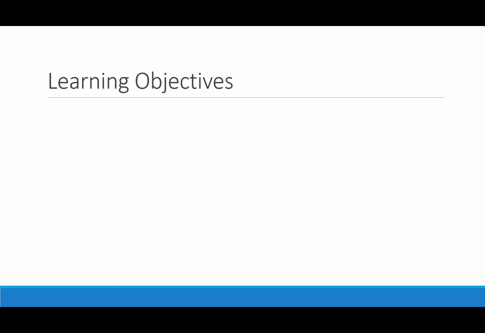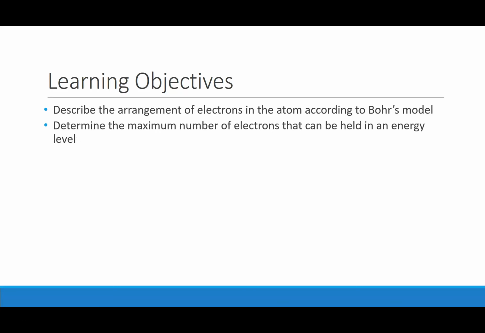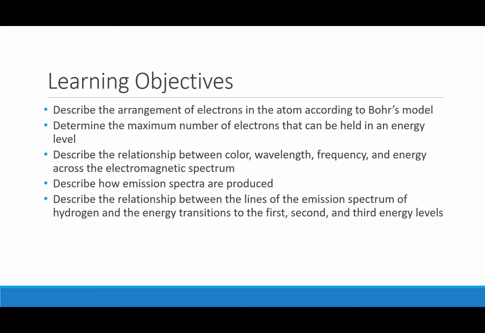After watching this video, you will be able to describe the arrangement of electrons in the atom according to Bohr's model, determine the maximum number of electrons that can be held in an energy level, describe the relationship between color, wavelength, frequency, and energy across the electromagnetic spectrum, describe how emission spectra are produced, describe the relationship between the lines of the emission spectrum of hydrogen and the energy transitions to the first, second, and third energy levels, and distinguish between a continuous spectrum and a line spectrum.